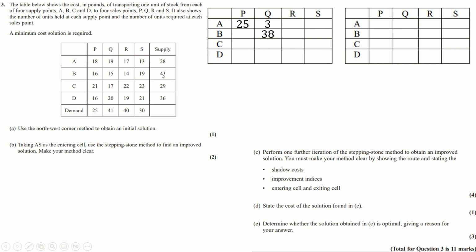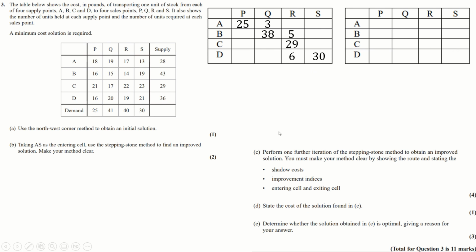And we're good. B has 5 units left over, so we'll move those over to R, which needs another 35. So we'll shove all 29 of C in there, and it still needs another 6 or so, doesn't it? So we'll put 6 of D in there, and then D has 30 left over, which is great because S needs 30, and we'll end up with our northwest corner set up.